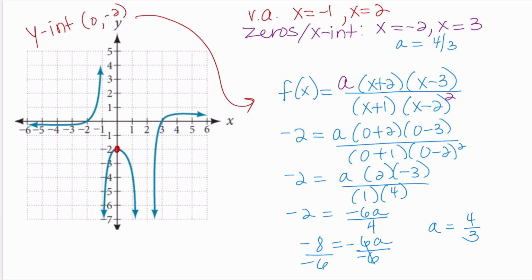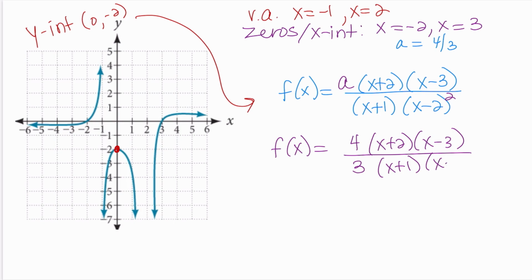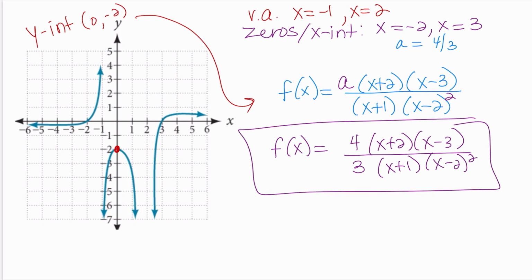And I can go ahead and write my rational function. So my final answer is going to be f of x is equal to 4/3 times x plus 2 times x minus 3 over x plus 1 times x minus 2 squared. And this is going to be my final answer.